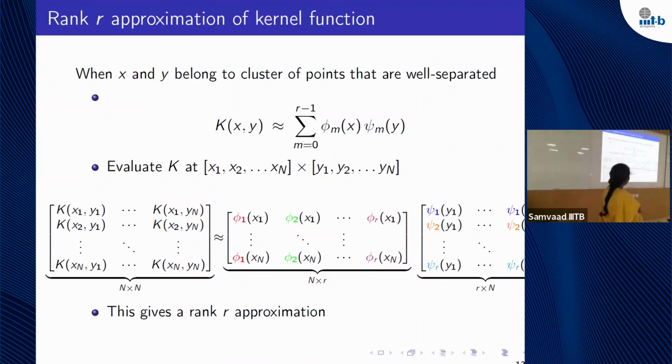So what is the rank of this approximation, or what is the rank of this matrix? If you write an n cross n matrix as n cross r times r cross n, the rank is r. Now we'll see how this rank r compares to the value n.